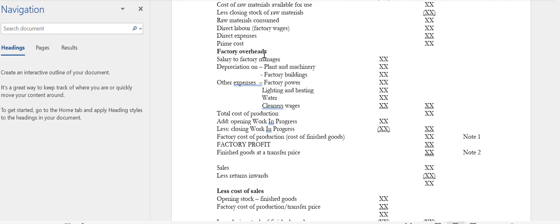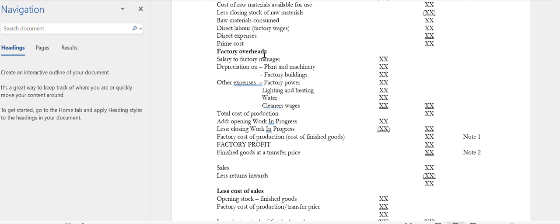That's why we normally, after getting the total cost of production, you add the opening work in progress, then you less the closing work in progress. Why are we lessing the closing work in progress? Because the closing work in progress will be used as opening work in progress in the subsequent year. So always remember that we normally add opening work in progress and then we less closing work in progress. Now to get what we call factory cost of production, or what we call cost of completed goods. Are you together? Cost of completed goods.